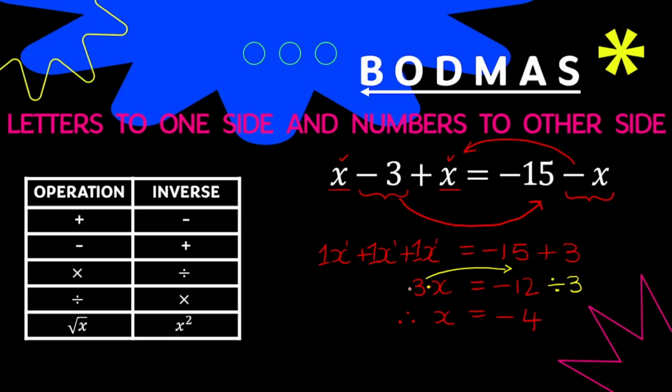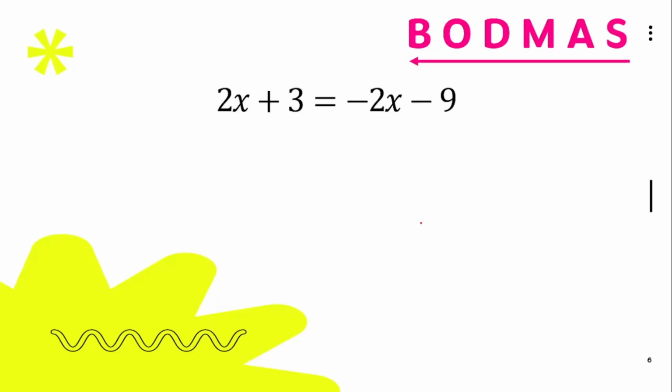You can always go and check your answer by substitution. If you put that minus 4 back into all the x's on the one side, you will get the same answer as if you put that minus 4 in here on the other side. Let's look at the next one.